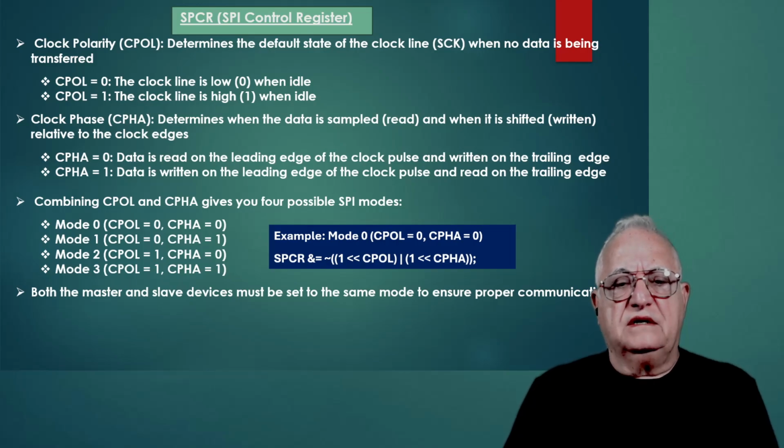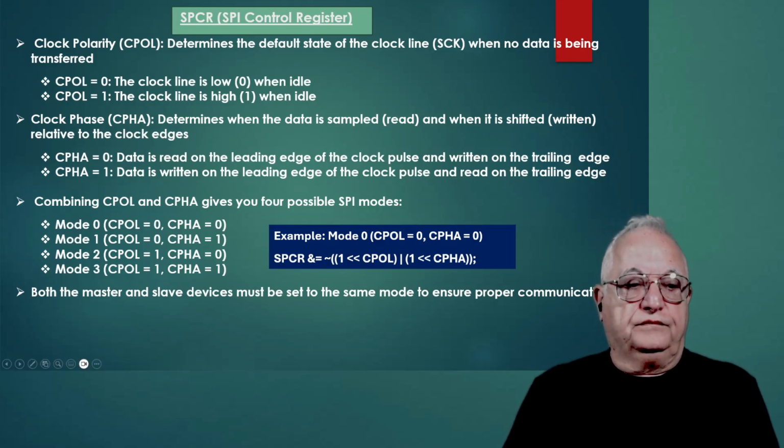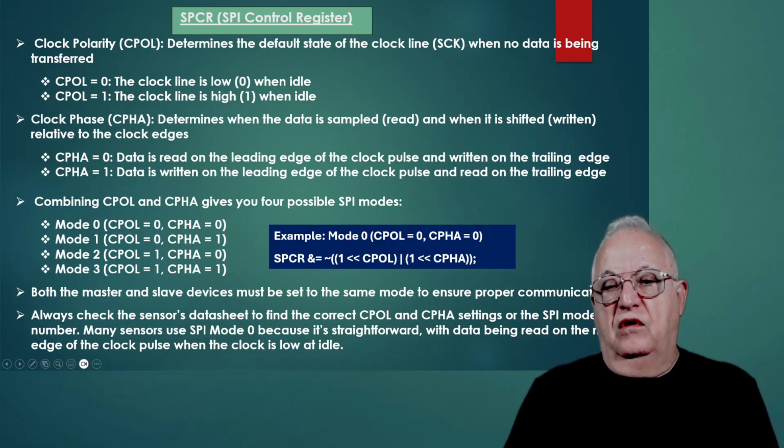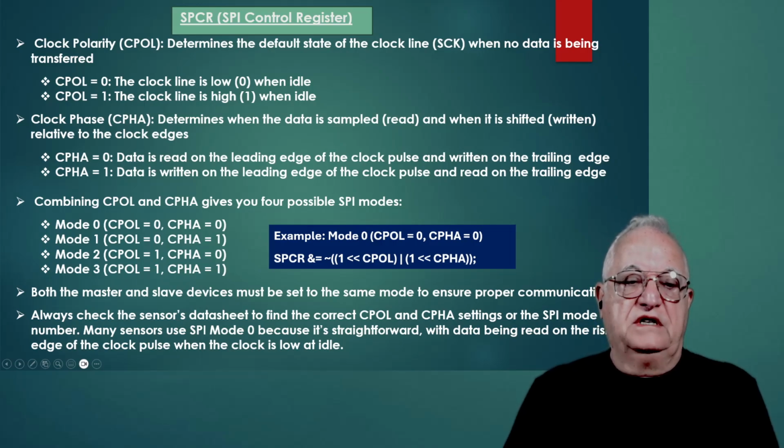Both master and slave devices must be set to the same mode to ensure proper communication. And finally, always check the sensor data sheet to find out the correct CPOL and CPHA setting or the SPI mode number. Many sensors use SPI mode 0 because it is straightforward, with data being read on the rising edge of the clock pulse when the clock is low at idle. So the nice thing about mode 0 is that your SPI by default is going to be mode 0 because the CPOL is going to be 0 and CPHA 0. That's at startup.